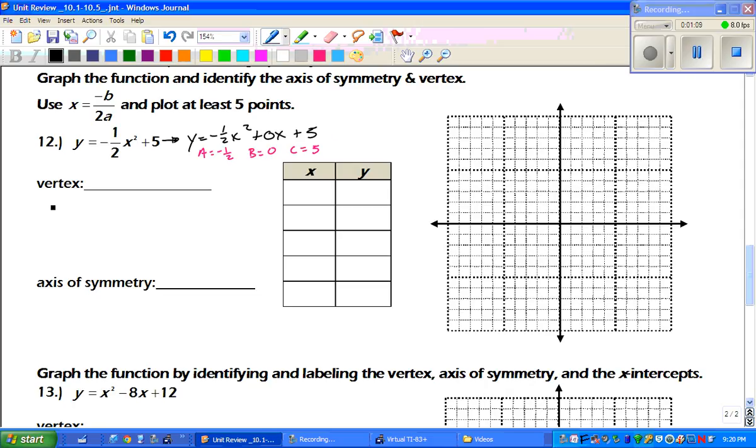So to find the vertex, you go x equals the opposite of b. Well, the opposite of 0 is 0. There's no negative 0, okay? So now 2 times a, and a is negative 1/2. So no matter what happens right there, I'm going to know that x is 0, okay? And now 0 tells me that that goes straight in the center, okay?